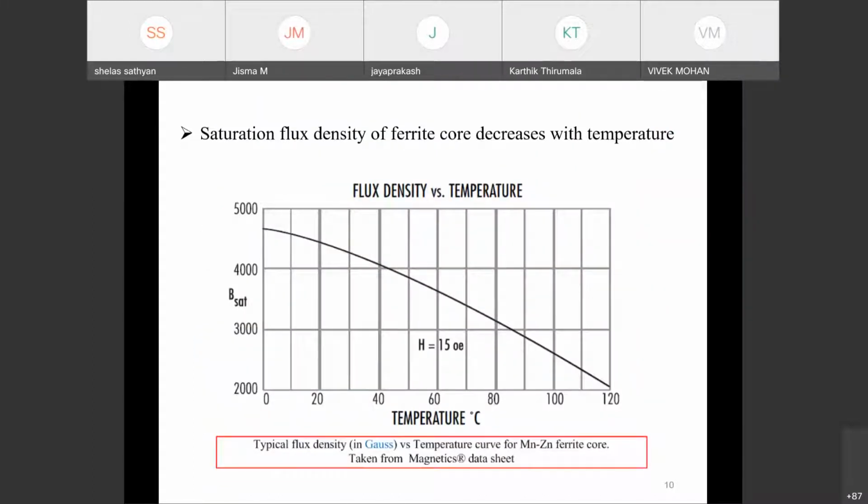So I already told you we have to be quite careful about the temperature behavior of the ferrite core. It has a very low Curie temperature, and the maximum flux density, which we call the saturation flux density, for a ferrite core is in the range of 0.25 Tesla to 0.45 Tesla. That means around 4,500 Gauss at lower temperature.